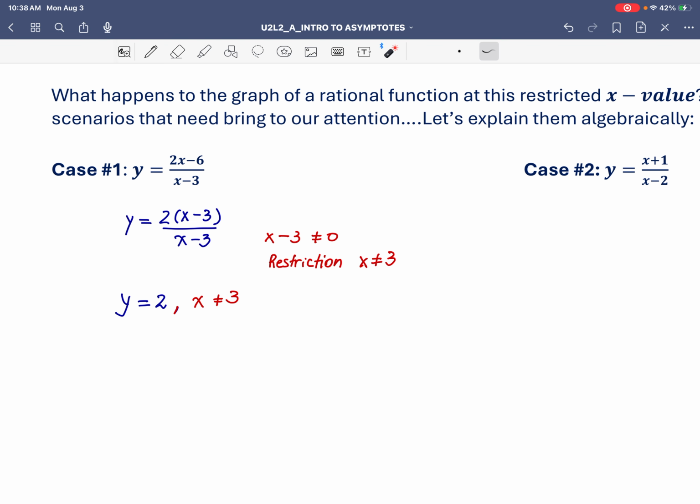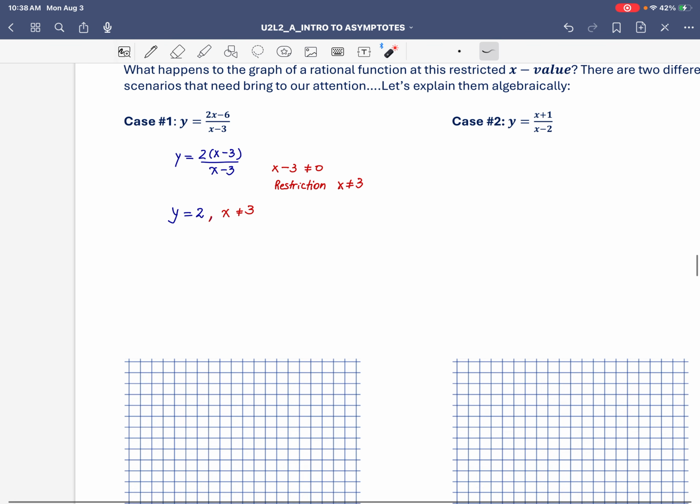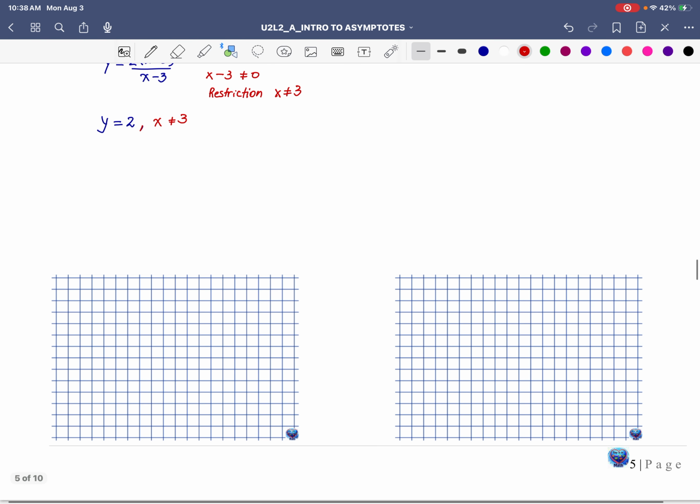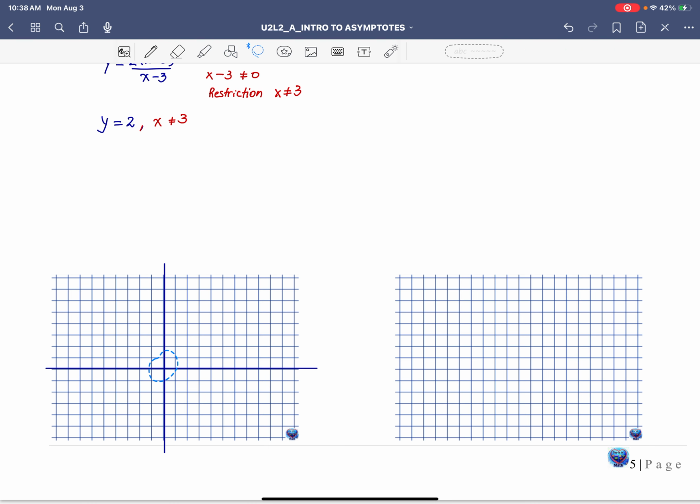Now, what happens to the graph of the function in this case? Well, when it comes to graphing, you can graph this function by simply graphing its simplified form. So let's do this together down here. I'm going to just draw the axes first. So here is the y-axis, here is the x-axis, and we have the y value equal to 2, which means that the graph of the function will be a horizontal line that passes through y equals 2.